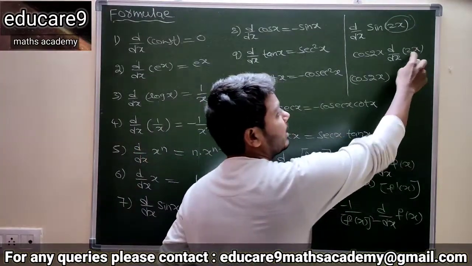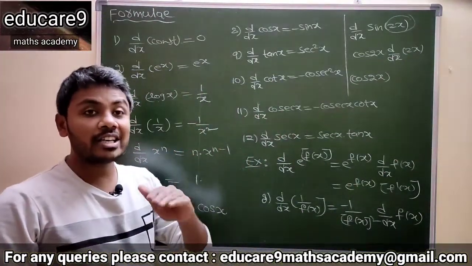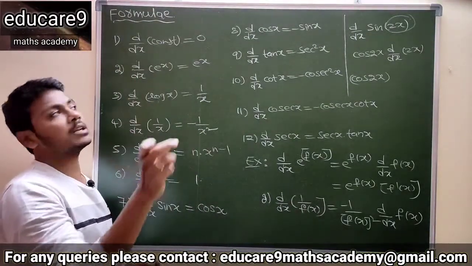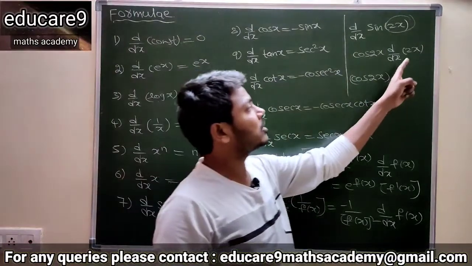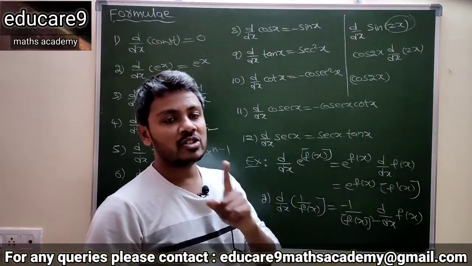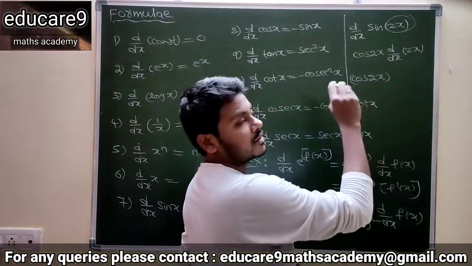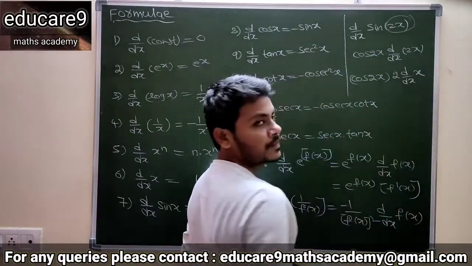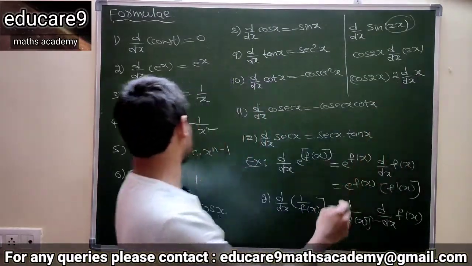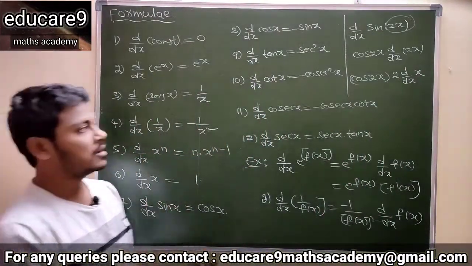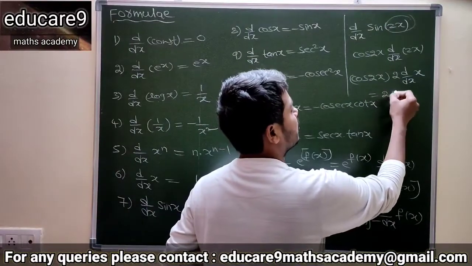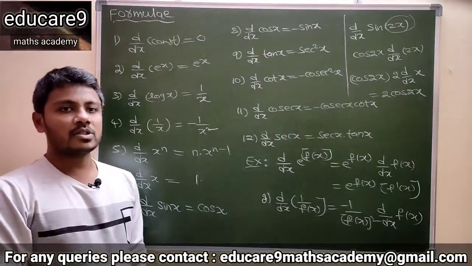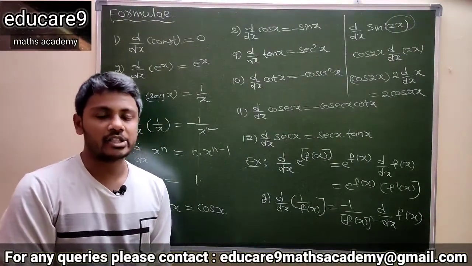So here 2 into x, that is constant into algebraic term. But the derivative of only a constant term is 0. Here it is a product of constant and algebraic term. So in that case we have to write 2 outside of the differentiation. So 2 into d by dx of x. Clearly d by dx of x is 1. Therefore this is 2 cos 2x. Okay. So these are the few formulas in differentiation.